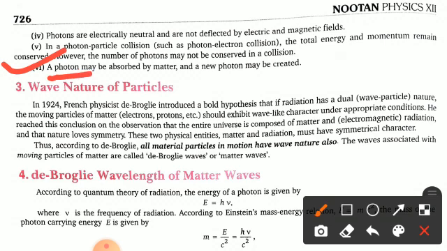Now come to the sixth one. A photon may be absorbed by matter and a new photon may be created. Now see the third one, which is the wave nature of particles.